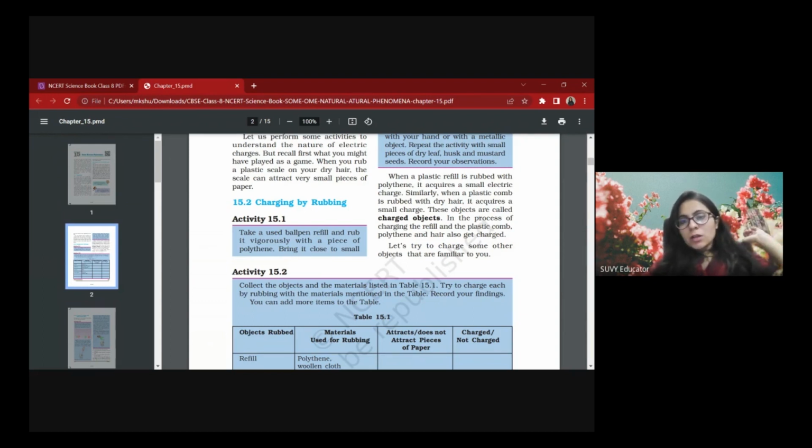Similarly, when a plastic comb is rubbed with dry hair, which is an activity you might have done, it acquires a small charge, and your hair sticks to the comb. These objects are called charged bodies. A charged body has some charge, which can be positive or negative.